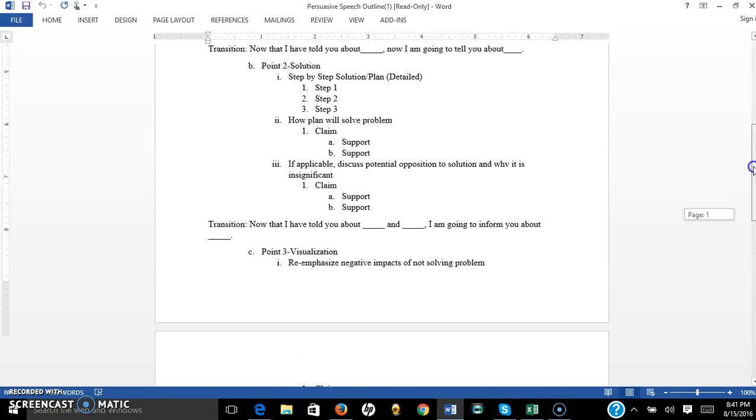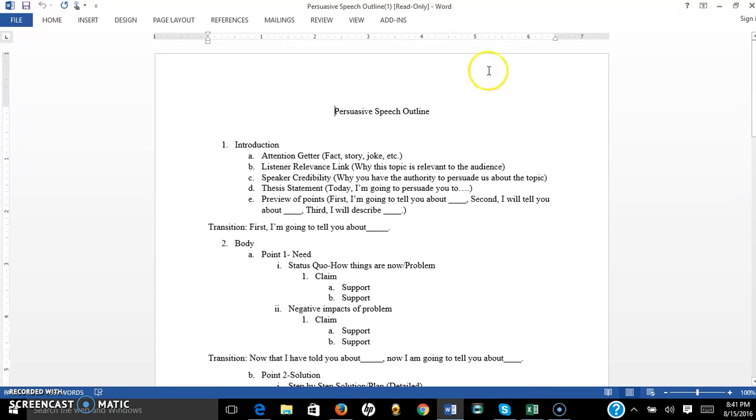So let's go back and go ahead and talk about the introduction. It's exactly the same except for the thesis statement. So you start off with your attention getter, make it strong. It should not be, hi, my name is, and I'm going to talk about. That's obnoxious. Do a fact, a story, a joke, something along those lines.